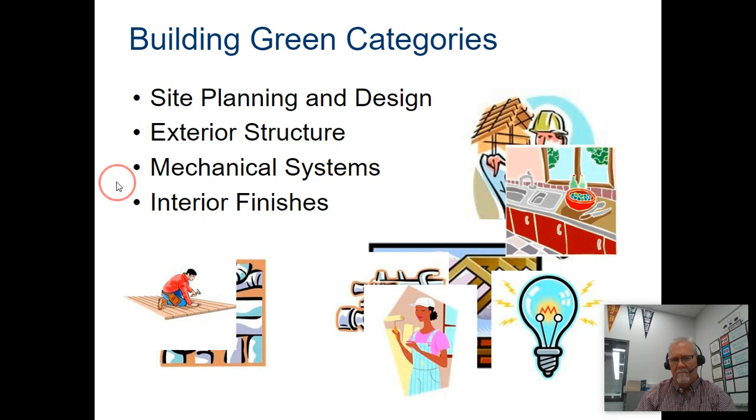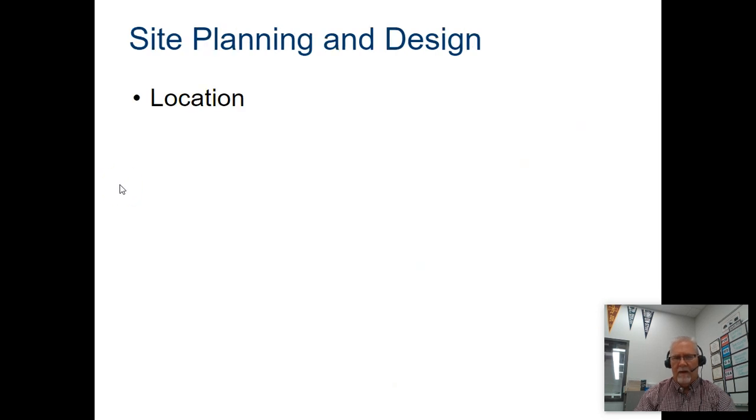So some ideas first, site planning and design. And what's going to happen in your assignment? You are each going to be assigned one of these categories, whether it be site planning and design, exterior structure, the interior finishes, or the mechanical systems. So pay attention here because you're going to use this. It kind of primes your idea for what we're going to do.